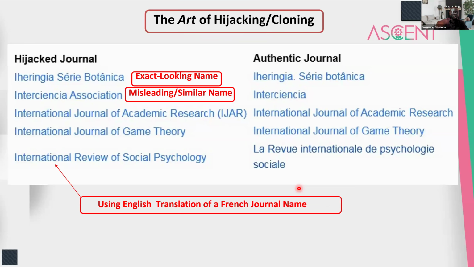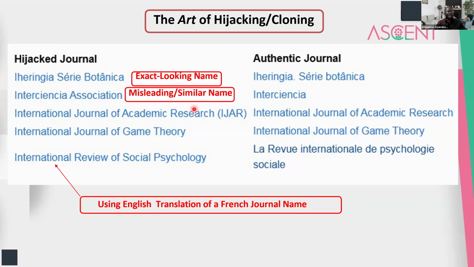Now let's look at the art of hijacking or cloning. This is a hijacked journal, and this is the authentic journal. First, look at the authentic journal, Iheringia Seria Botanica. Now look at this, Iheringia Seria Botanica. Look carefully. Botanica here is capital B, but botanica here is small b in the original. So you can see that there is a clear difference. But they exactly look the same. If you are not careful, you'll be mistaken.